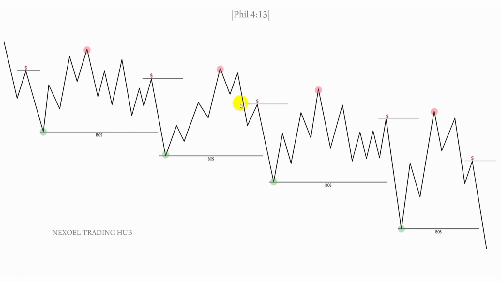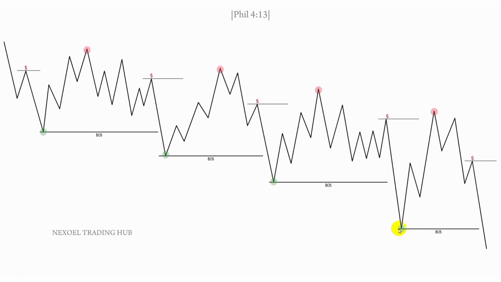And now we have the impulsive leg move that took out the external range liquidity. So we want to see price pull back to aim for internal range liquidity, fill up inefficiencies. Now we can see price push back, took out the internal buy side liquidity, the inducements. Price created the impulsive leg move, took out the external range liquidity.